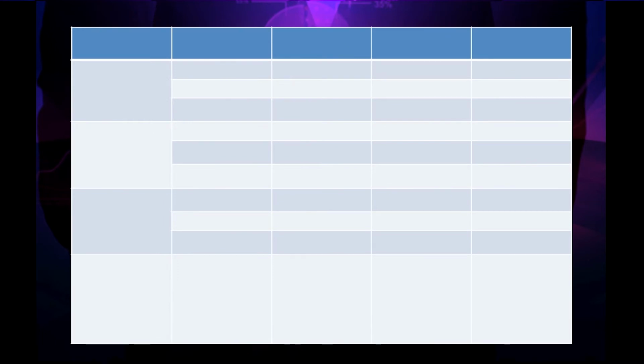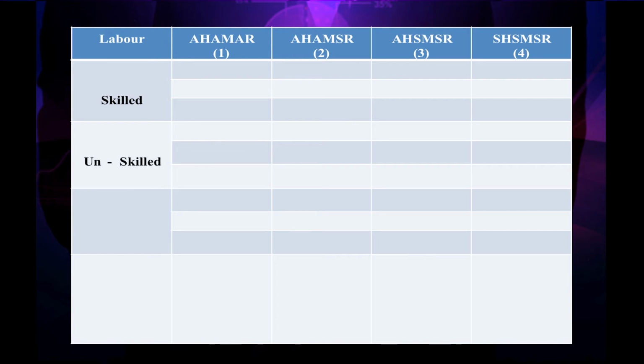First, we will form the table with 9 columns, but here I am placing the first 5 columns, where the first column is labor, second is AHAMAR, third is AHAMSR, fourth is AHSMSR, and then SHSMSR. Now, how to rule the table? Let us have 3 rows of skilled, unskilled, semi-skilled, that is the variety of the labor, and the fourth will be the total row.